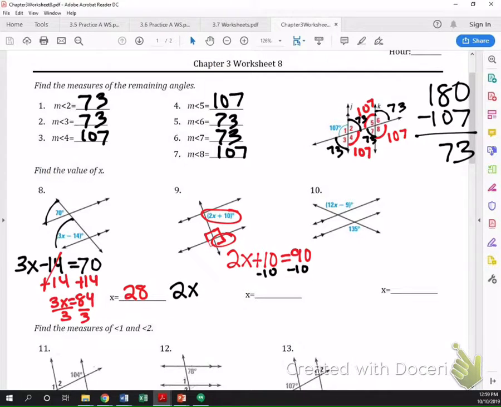All right, so 2x equals 80. Divide both sides by 2 and you get an x of 40.